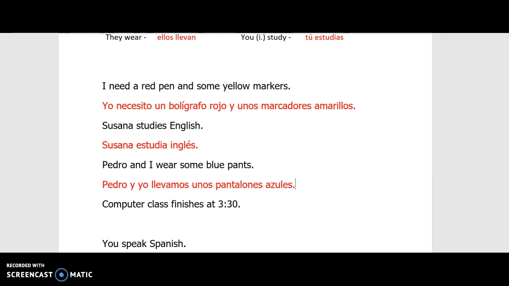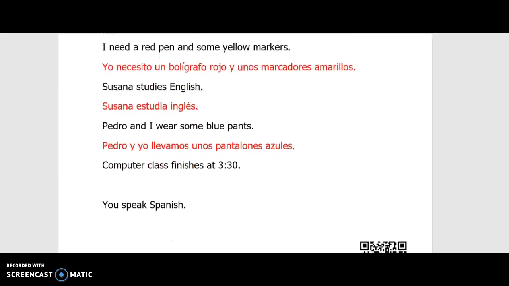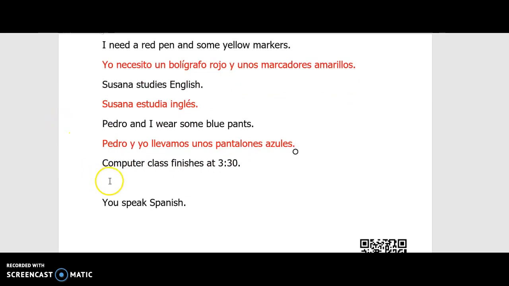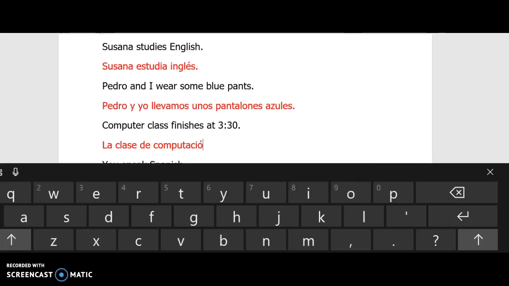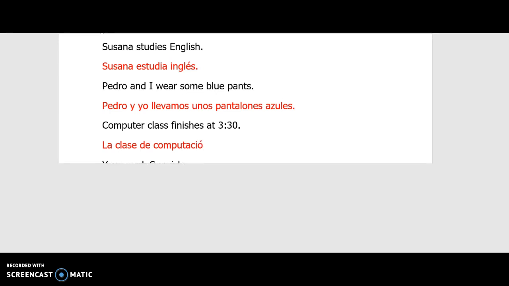There's a lot to think about in one sentence. All right? It's a lot to think about right now, but that's okay. We got this. Computer class finishes at 3:30. So remember, you can't say computadora clase or computación clase. We have to do la clase de computación. Accent mark for that O. Computación.